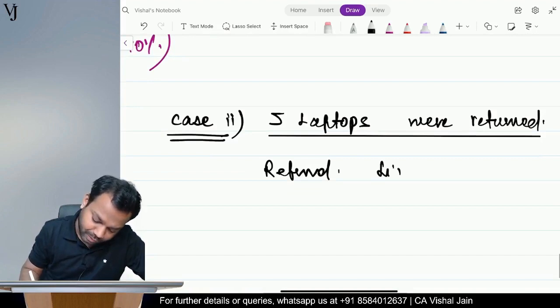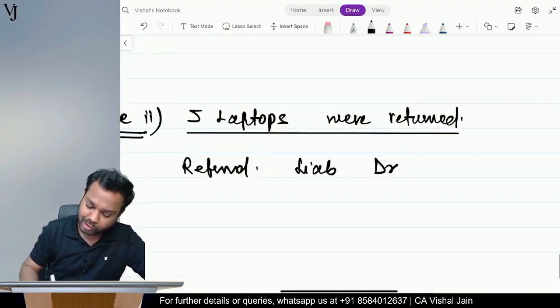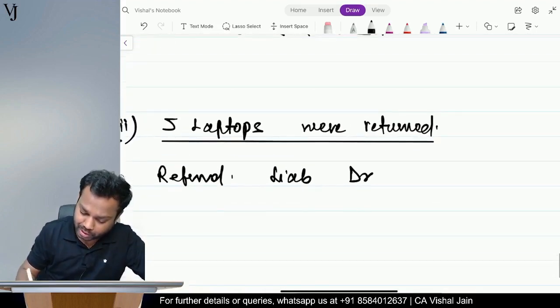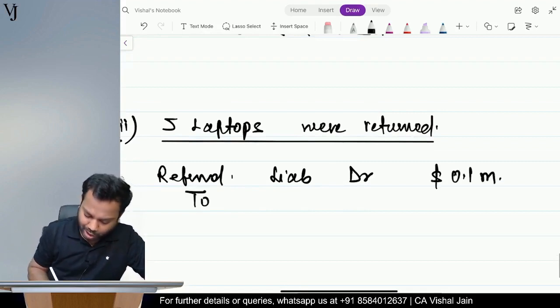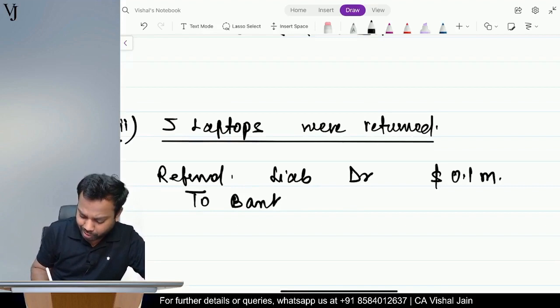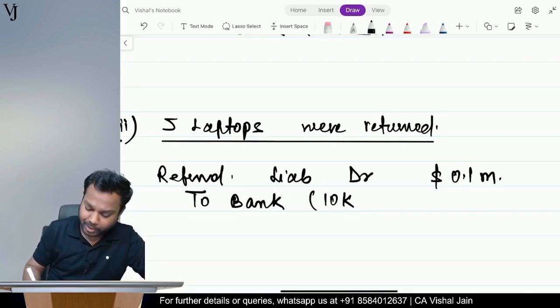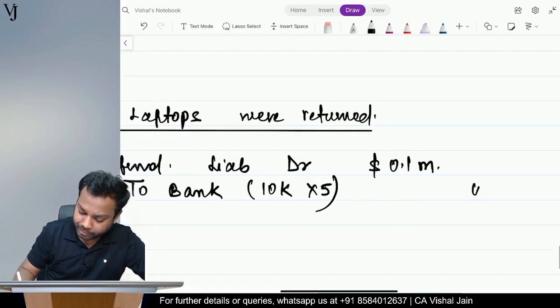We'll debit the refund liability account. Debit how much? $0.1 million. Second, how much do we need to pay to the customers? We charged 10K per laptop, multiplied by 5. How much do we have to pay? Tell me, guys, come on. $0.05 million to the customer.